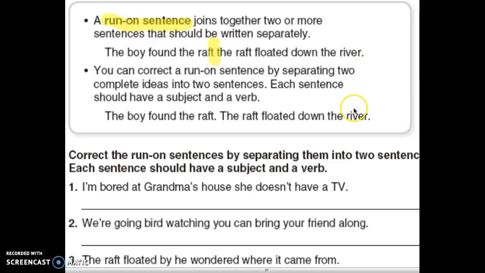So the way that you correct a run-on sentence is by separating it into two different sentences. Each one needs to have a subject and a verb. So you can see what the corrected version looks like. The boy found the raft, period, capital T. The raft floated down the river. Okay? So now that old run-on sentence sounds much better. It's two separate thoughts.